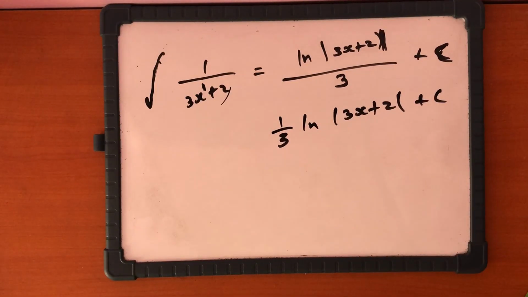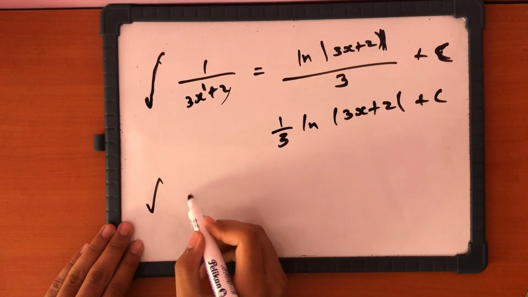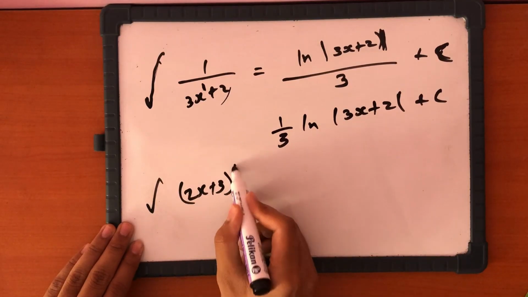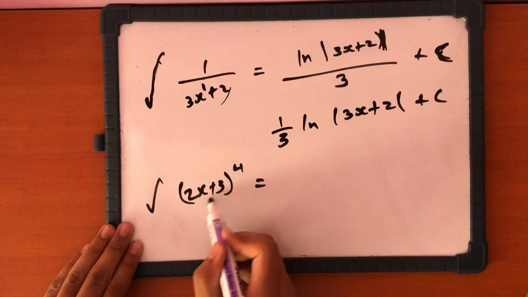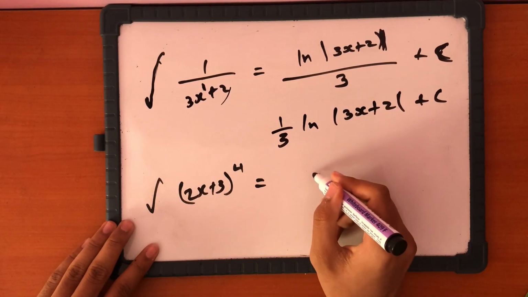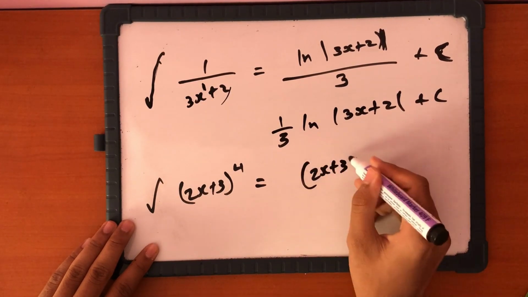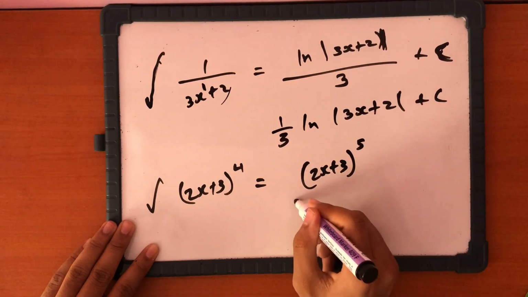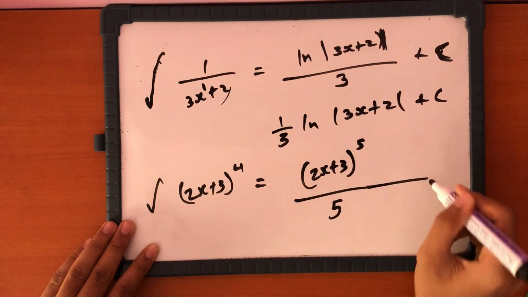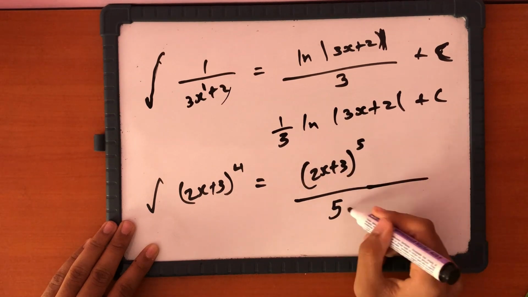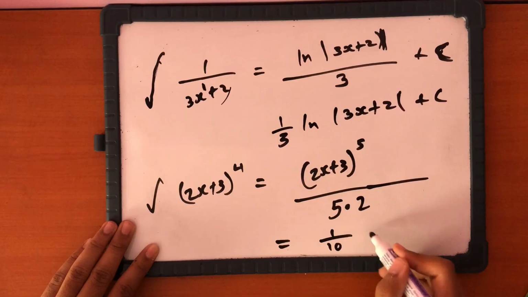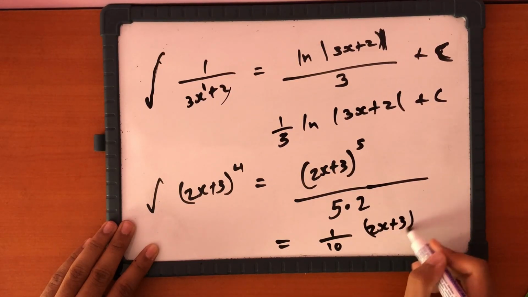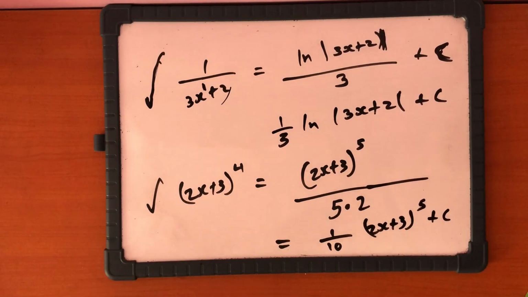Another example the textbook has: 2x plus 3 all raised to 4. Now the outside function is the fact that it's raised to 4, and the inside function is 2x plus 3. To integrate this, we add 1 to the power of the whole bracket, divide by the new power, and then divide by the derivative of the inside function, which is 2, so put it in the denominator. So we get 1 over 10 times 2x plus 3 all raised to 5, plus c. Exactly. So there we go.